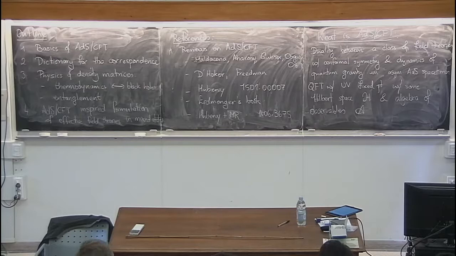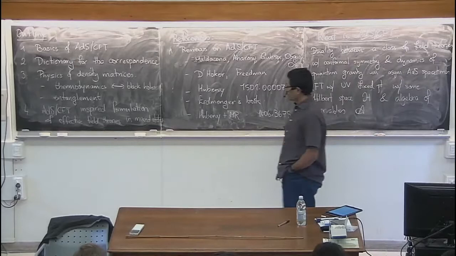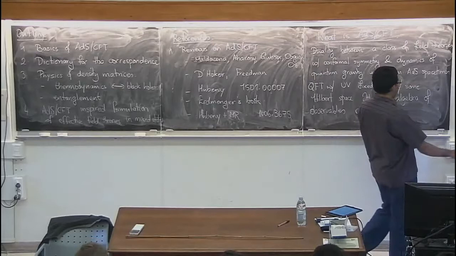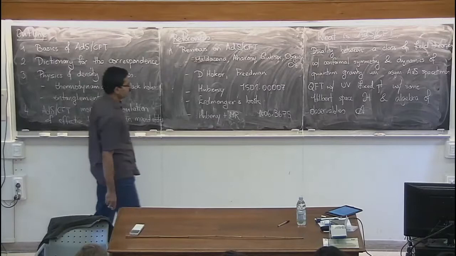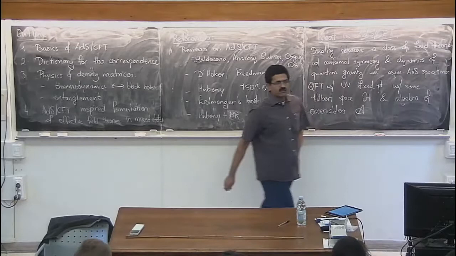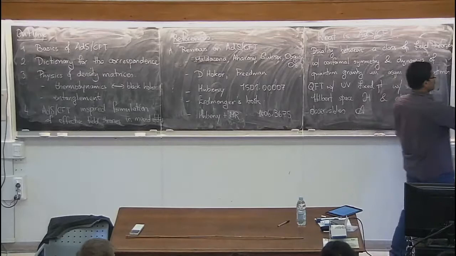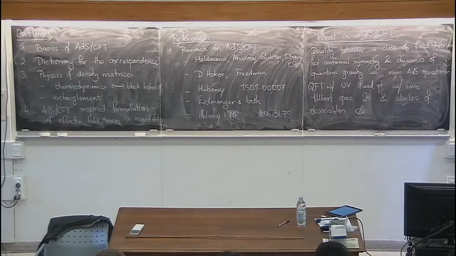So the states are in one-to-one correspondence. And the operators on the two sides are in one-to-one correspondence. It's a slightly funny statement to make, because we understand this side reasonably well. We understand what the Hilbert space of quantum field theory is. We also understand what observables we can talk about in a quantum field theory. And in most cases, at least non-perturbatively, this side is less well understood.